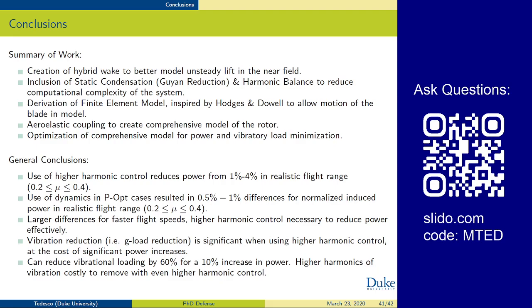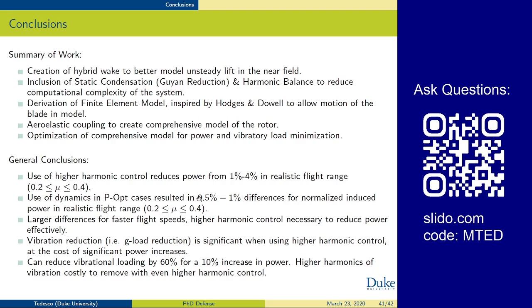From all of this, what have we learned? Well, from what we've learned in previous regions, the use of higher harmonic control reduces power about 1 to 4% in that 0.2 to 0.4 advance ratio. And this is something that we've seen from the master's thesis. But now we've also noticed that use of dynamics in power optimization cases resulted in, at best, 1% differences in that 0.2 to 0.4 realistic flight regime, suggesting that it's not adding a significant amount of data to that power optimization. But as you fly faster, higher harmonic control becomes necessary to reduce the power effectively.